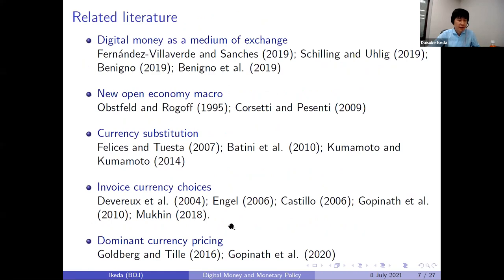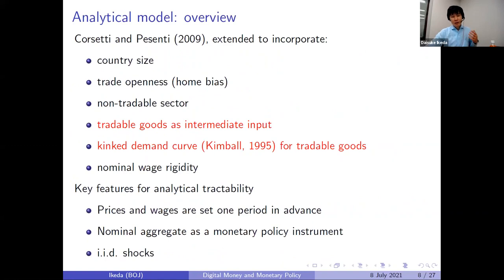So let me skip the related literature, and I'll walk you very quickly through the analytical model. The model is based on Cova and Pesenti, extended to incorporate many things, but there are two important elements highlighted in red. These are tradable goods as intermediate input and a kinked demand curve for tradable goods. I'll highlight the importance of these two elements later. For analytical tractability, I assume that prices and wages are set one period in advance. I also assume that the monetary policy instrument is the nominal aggregate and all shocks are IID.